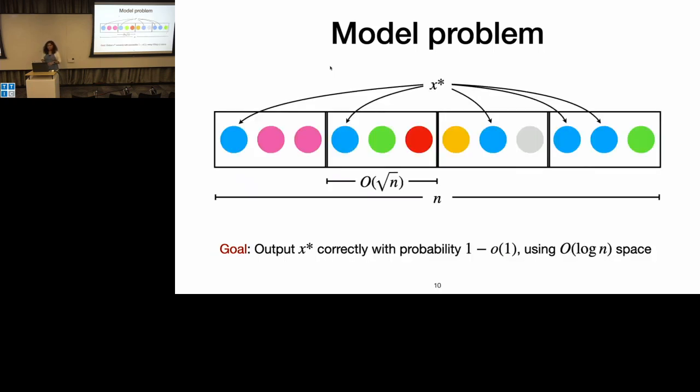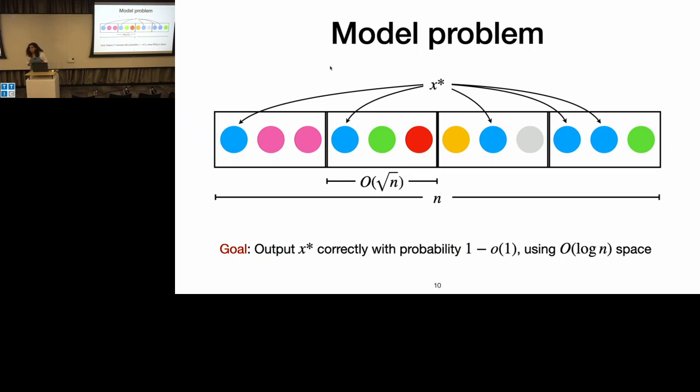Here's a pictorial representation in case the things that I said before were not clear. So let's say this is the stream of elements. The blue element here is the heavy hitter. And the heavy hitter has frequency of order square root of n. If we divide the stream into windows of length order square root of n, there is one heavy hitter in each window. Okay? And any other element, let's say, has frequency at most square root of n over 100 or something like that. So some constant factor bounded away from the heavy hitter's frequency. Now we want to output X star correctly with some probability.